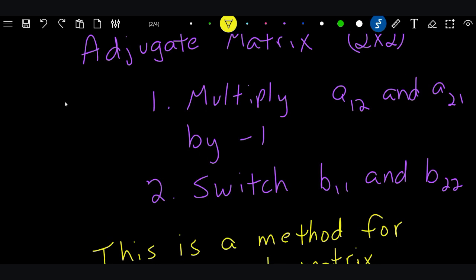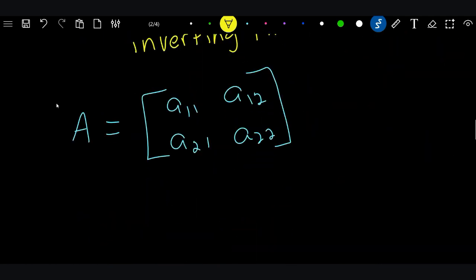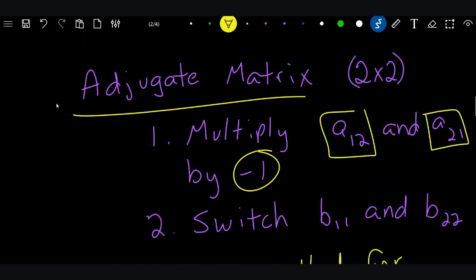So the first thing that we want to do is multiply A12 and A21 by -1. In other words, change the signs of A12 and A21. Okay, what do I mean by that? Well, let's go down to this. Okay, here's our matrix, and we're gonna form the adjugate matrix. Okay, so we want to form this adjugate matrix. How do we do that?